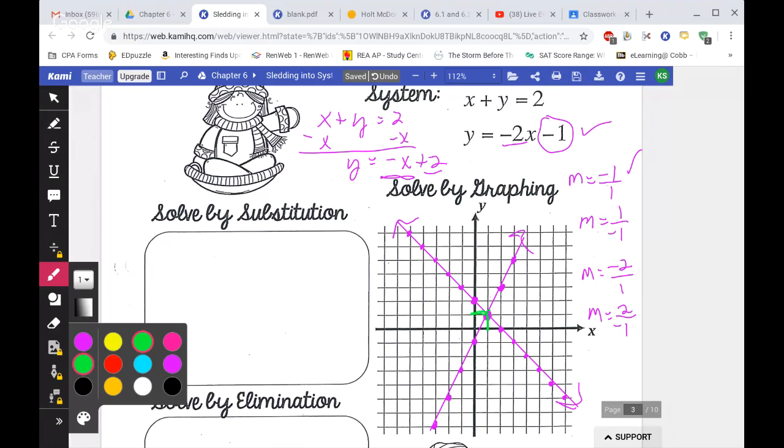So you would go right, if I went right 1, so that my coordinates are 1, 1.